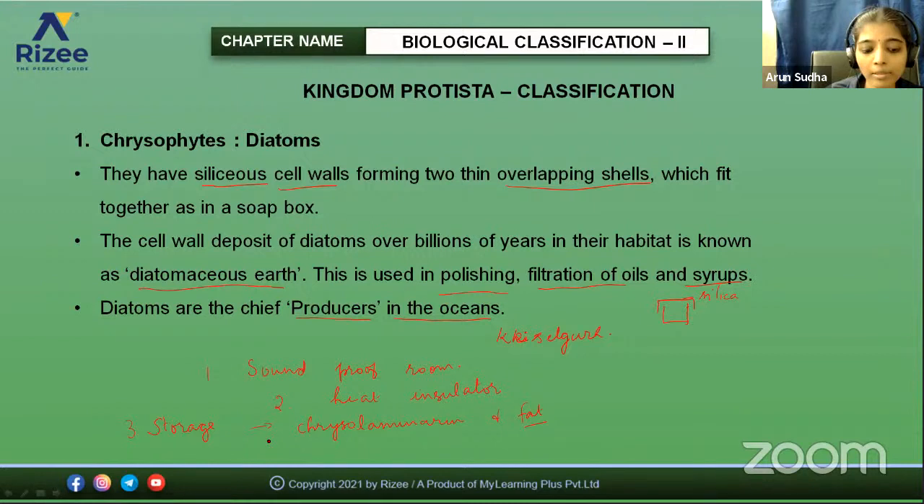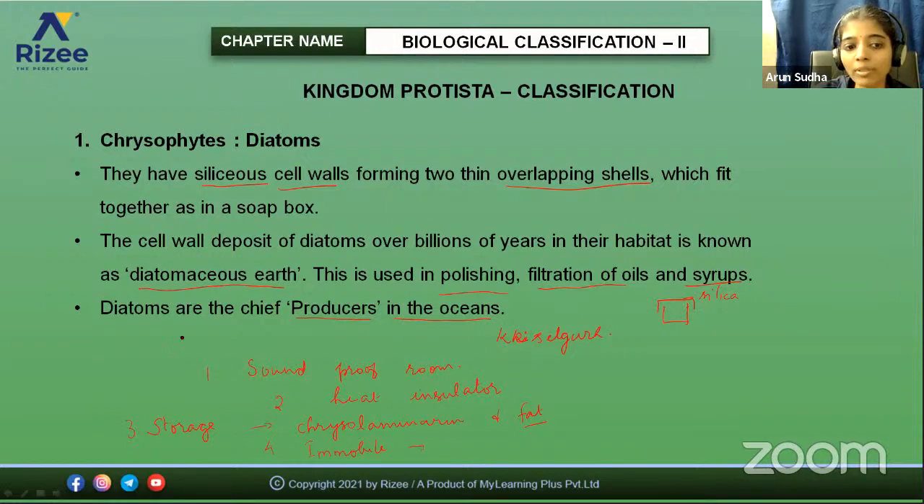So they have the siliceous cell wall, forming two thin overlapping shells which fit together as in a soap box. The cell wall deposit of diatoms over billions of years in the habitat is known as diatomaceous earth, which is also called Kieselguhr, and it is used in polishing, and filtration of oils and syrups.